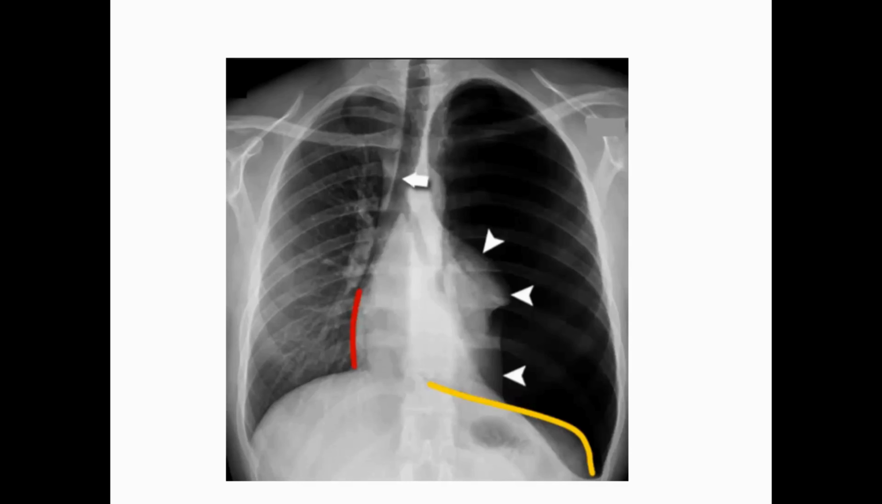And this is just for clarification. This is the right cardiac border, and the diaphragm has been depressed. And this is the left lung, which has been completely compressed.